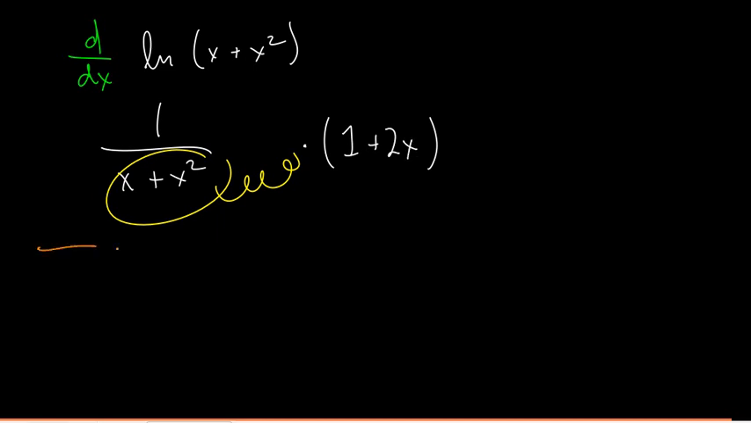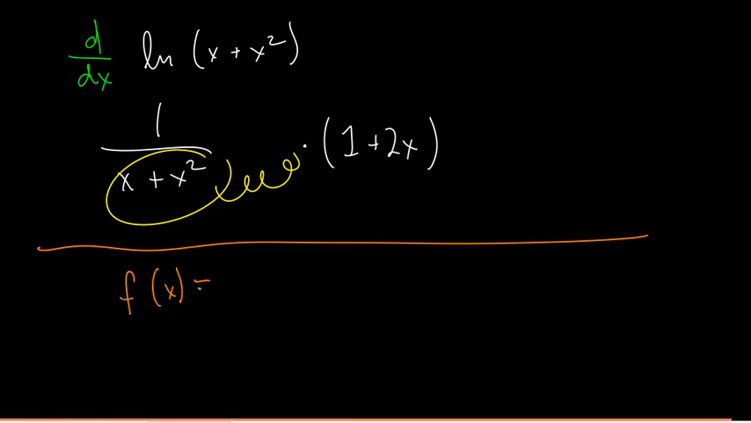So again, just to be clear, the outer function f of x was ln x, and the inner function was x plus x squared. We'll be doing a bunch more examples in the subsequent videos, so stay tuned. But if you didn't get it now, yeah, as I said, stay tuned.